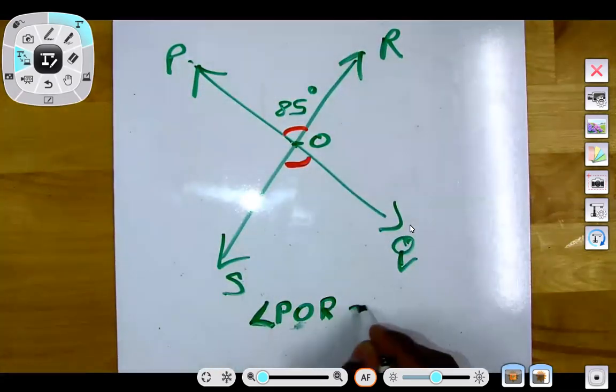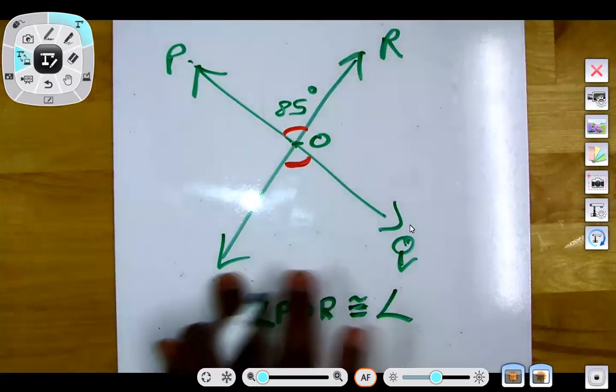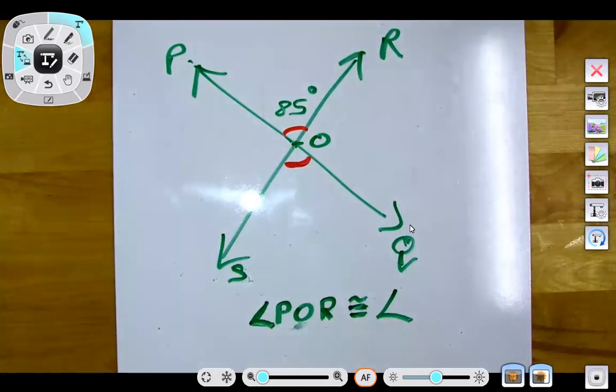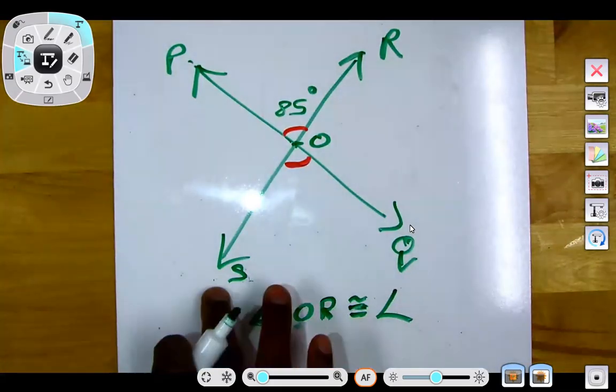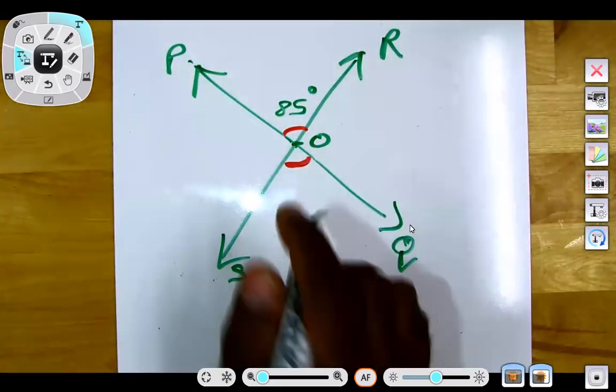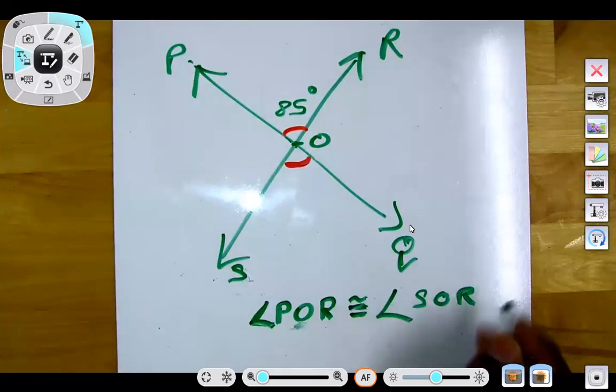It's congruent to angle what? What can we say? This is S. So this angle, how are we going to name it? SOR. I mean SOQ, sorry. This is Q.